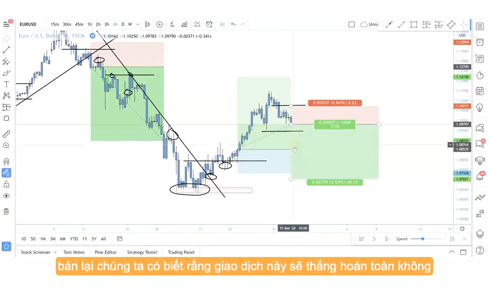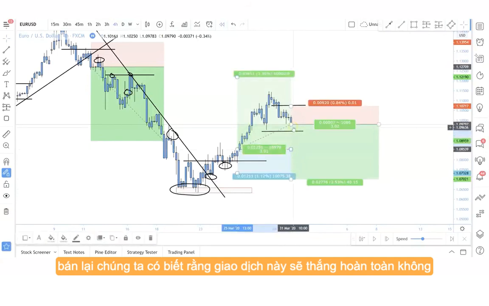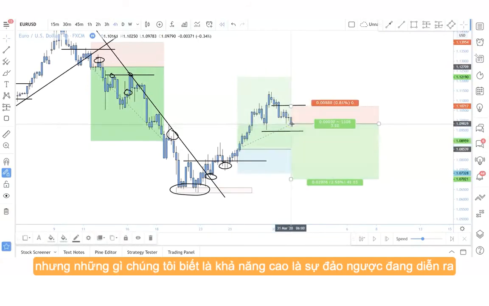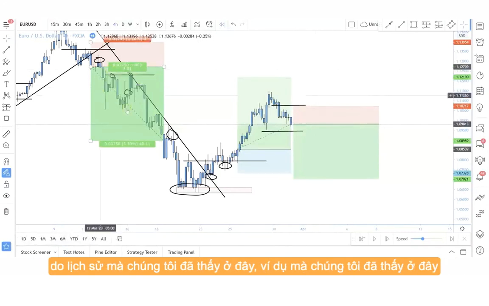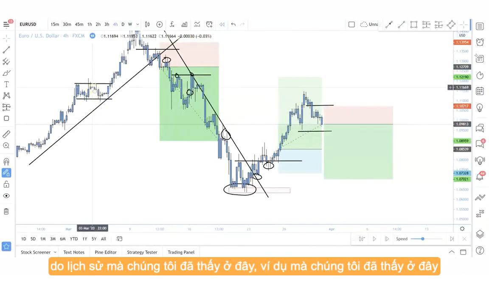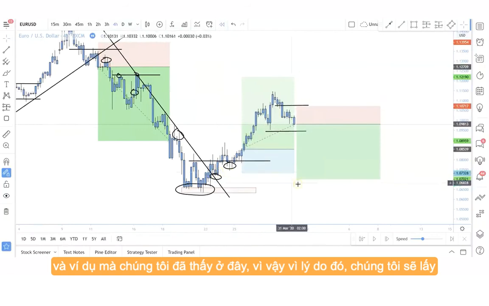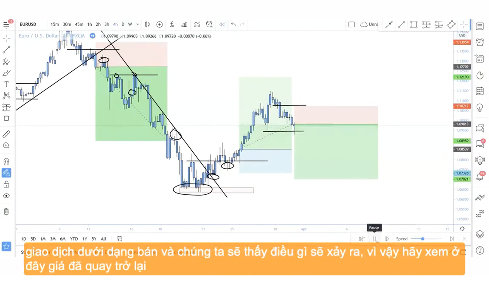Again, do we know that this trade is going to win? Absolutely not. But what we do know is that there's a high chance that the reversal is in play due to the history that we've seen over here, the example that we've seen here, and the example that we've seen here. So for that reason, we're going to take the trade as a sell, and we're going to see what happens.